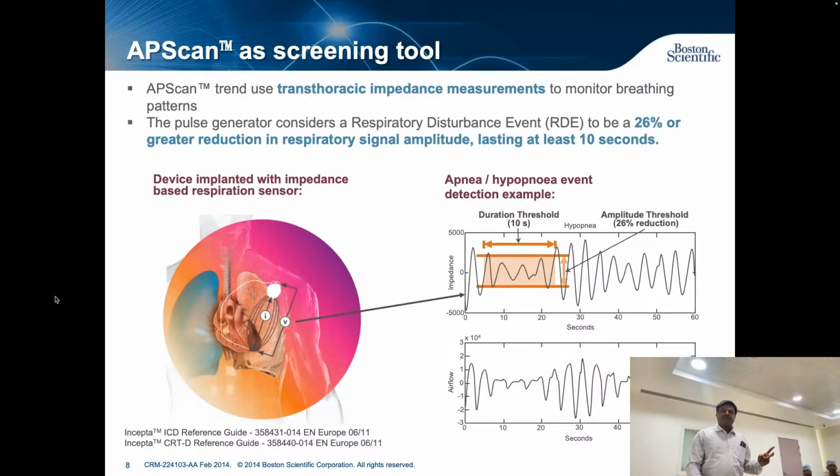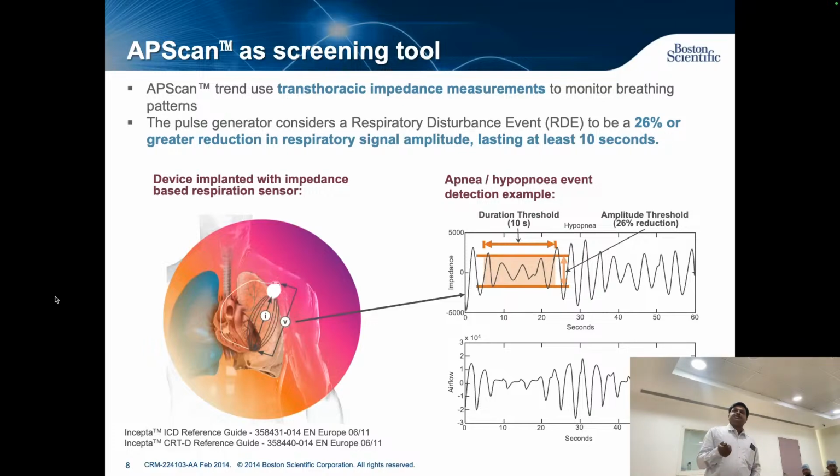We have 2 sensors in all our devices. One is the accelerometer and the other one is the minute ventilation sensor. With the minute ventilation sensor, all these calculations are done by the device. The trend uses the transthoracic impedance measurement to monitor the breathing patterns of a patient. The pulse generator considers respiratory disturbance events. How does the device take care of it?